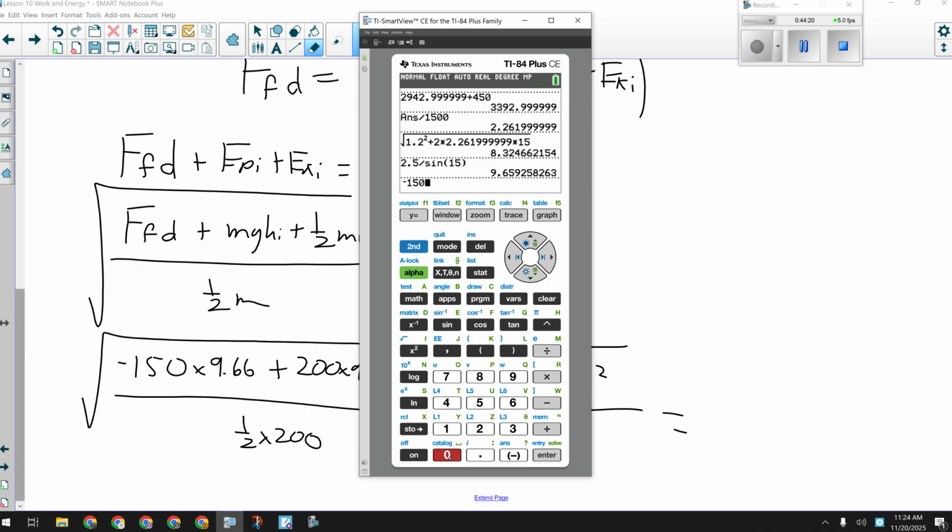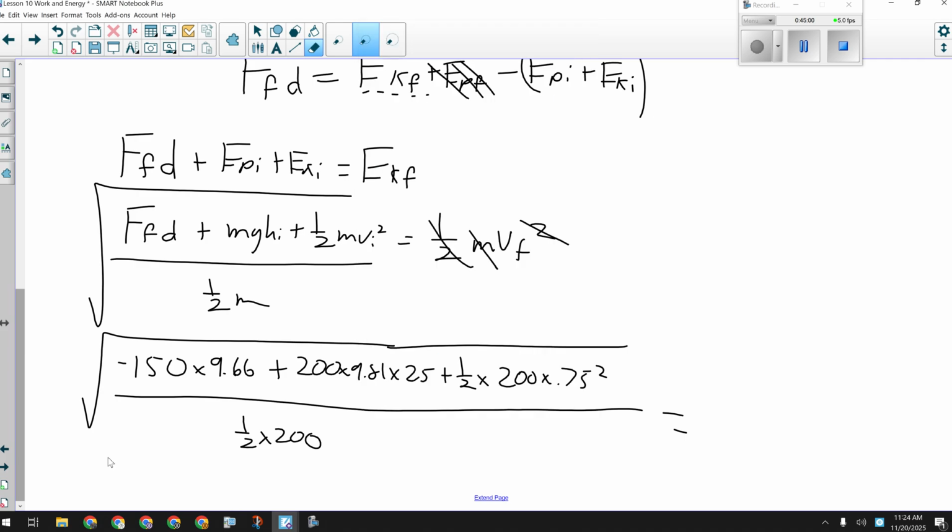Okay, so negative 150 times the 9.66. Okay, plus 200 times 9.81 times 2.5 meters. Okay, plus 0.5 times 200 times 0.75 squared. All right, divide that by 100, because that's half of 200, and square root that. Okay, so at the bottom of the ramp, it'll be moving at 5.9, I think we only have 2 sig digs there, so 5.9 meters per second.